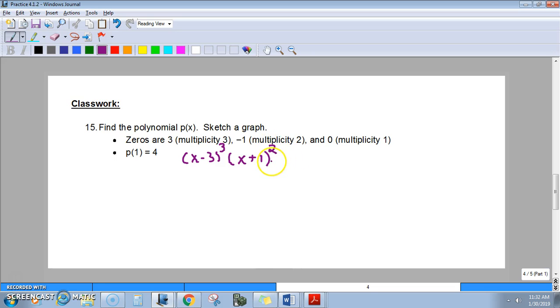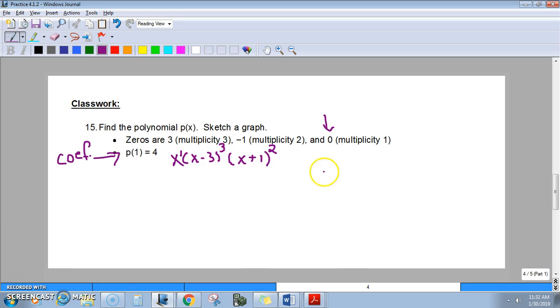And 0, that means for anything that's going to have a 0, I'm just going to put that on the outside, x. Because if I make x 0, you make x 0. You could say x plus 0 over here, but it doesn't matter, let's just do the x on the outside. It has multiplicity of 1, so that's just going to have that 1. And it says p of 1 is 4, so we're going to use this information to find our coefficient.